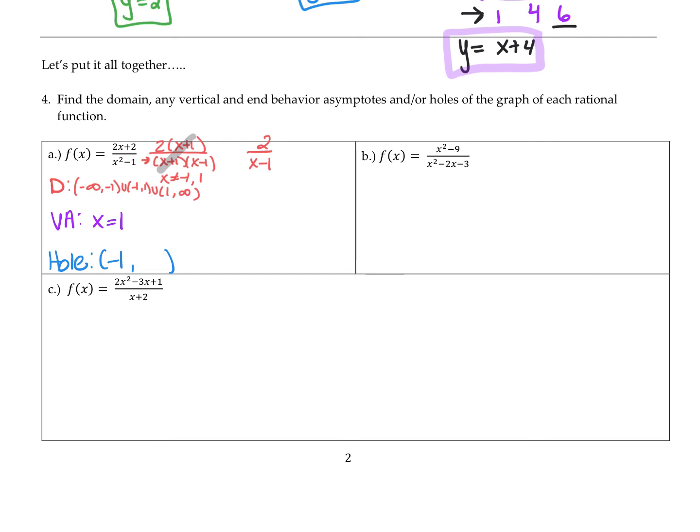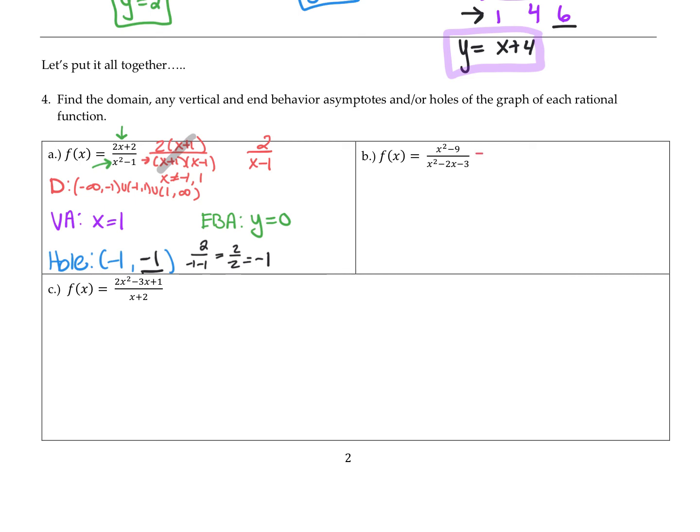And the last thing, well, I need to find the hole, but my end behavior asymptote or my horizontal asymptote, my numerator is smaller than my denominator. So since my numerator degree is less than my denominator degree, my end behavior asymptote will just be at 0. Now the last thing I want to find is the y of my hole. So I'm going to do 2 over -1 minus 1. So it's actually going to be at -1, -1.